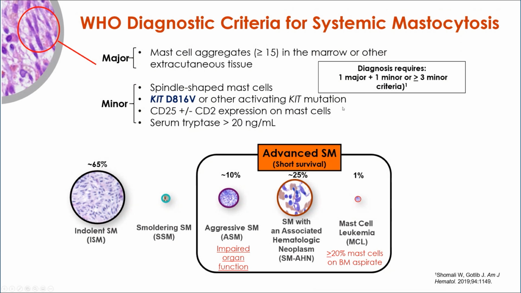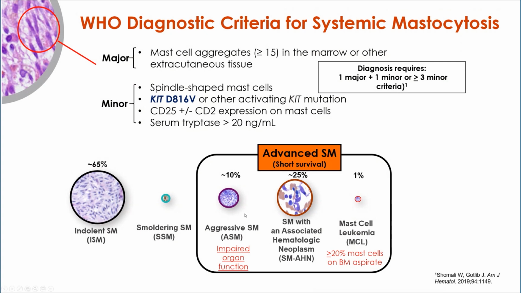It's not that simple. And you need to have one major and one minor criteria or three minors to make a diagnosis. Then, once you have a diagnosis, you see a patient and ask: does the patient have a disease that affects the organ function or not? If the organ function is not affected, then the patient has, in the lower part of the slide on the left side, indolent disease. The majority of patients have indolent systemic mastocytosis that hardly ever would progress to advanced. Advanced is the one that affects survival and is manifested by organ malfunction.